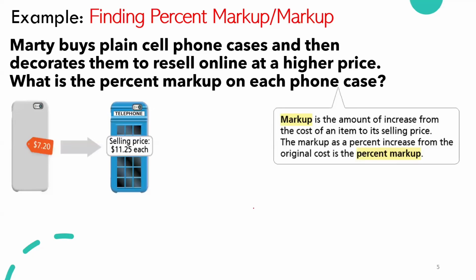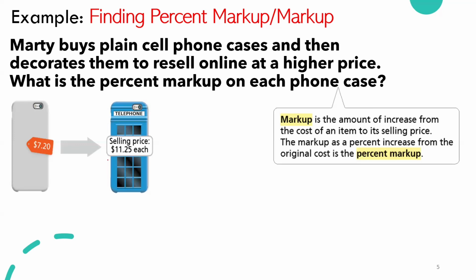In this video, you are going to learn how to find percent markup and markup. But before we go into our example, we need to know what the terms markup and percent markup mean. So markup is the amount of increase from the cost of an item to its selling price. And percent markup is the markup as a percent increase from its original cost.